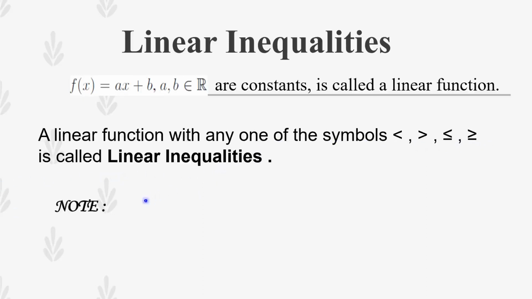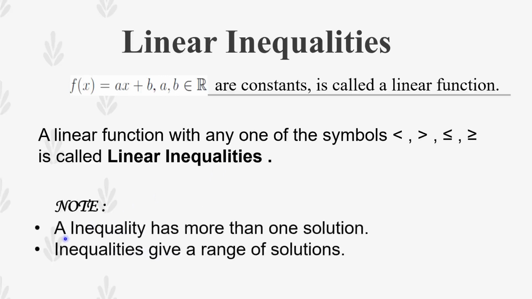Here we have some notes. First, an inequality has more than one solution. For a linear equation, we have only one solution. If it is a linear inequality, it has more than one solution. Inequalities give a range of solutions. For an equation, we get an exact x value alone, isn't it? For an inequality, we will get a range for x.